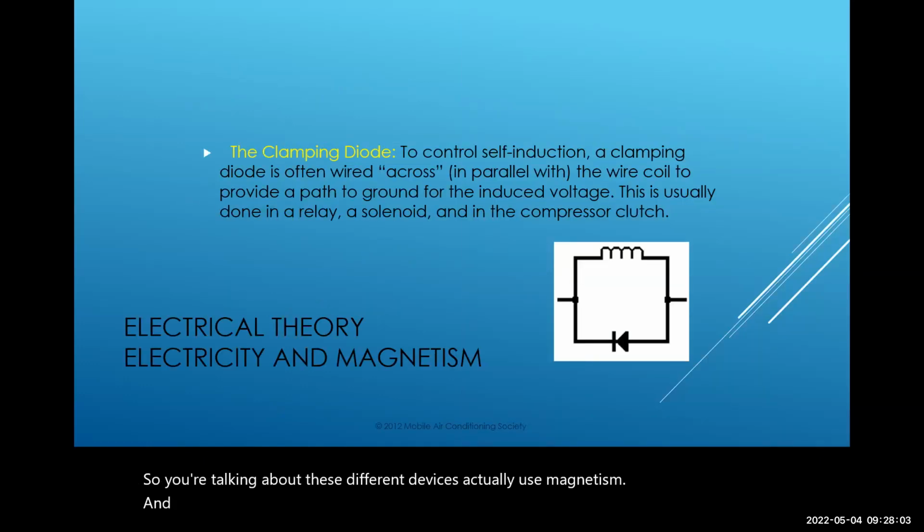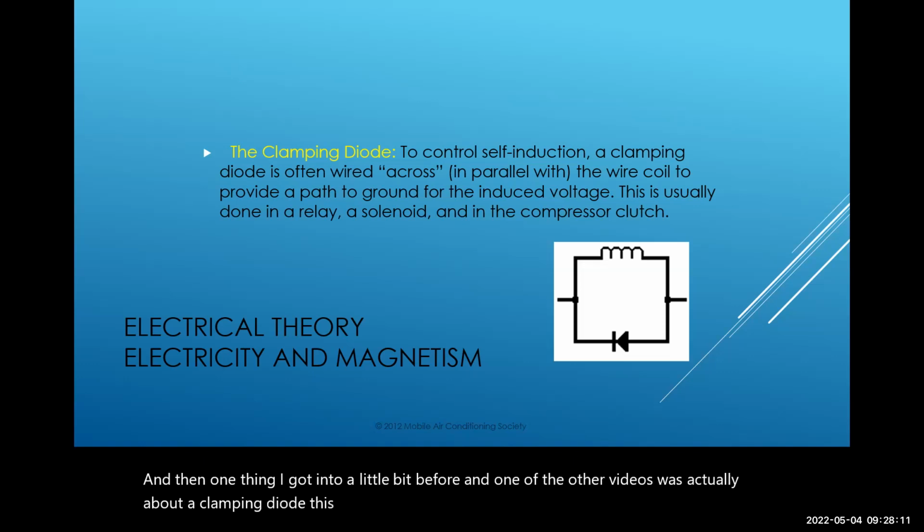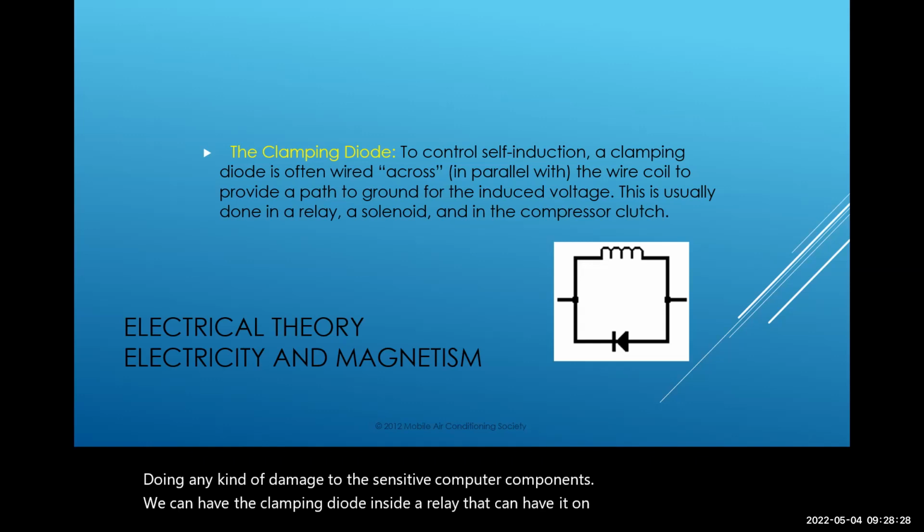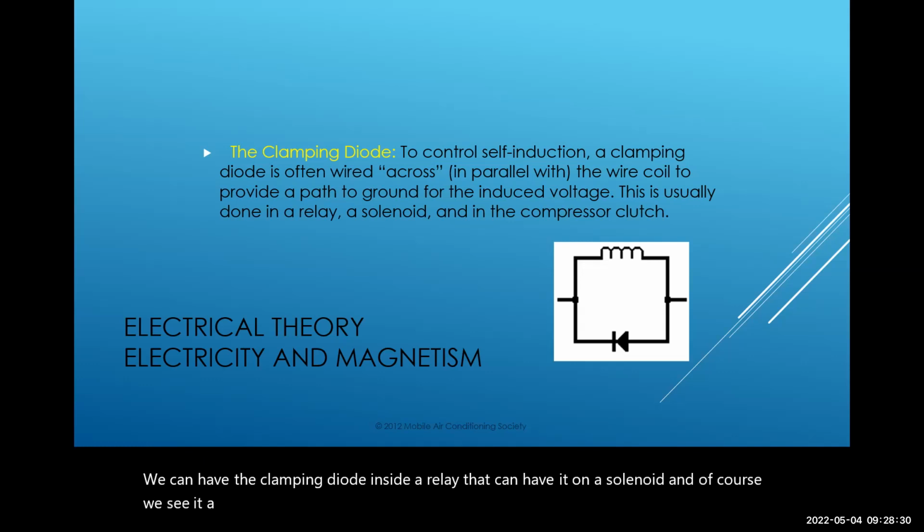One thing I got onto a little bit before in one of the other videos was actually about a clamping diode. This helps keep it from doing any kind of damage to the sensitive computer components. They can have the clamping diode inside a relay. They can have it on a solenoid, and of course, we see it a lot on a compressor clutch.